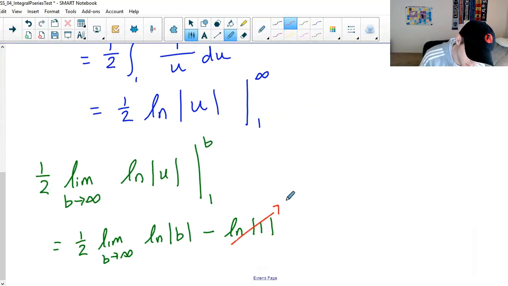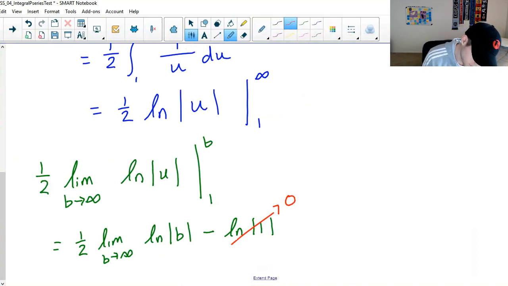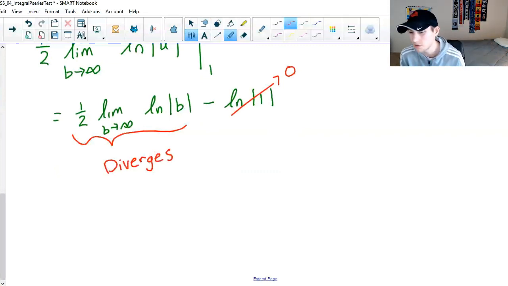Natural log of 1 is just 0. Right? That's just a simple evaluation. The natural log of b, as b goes to infinity, so as I plug in larger and larger values of b, that natural log function is also just going to increase. So this diverges. It goes to infinity.